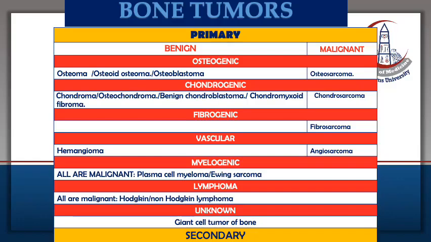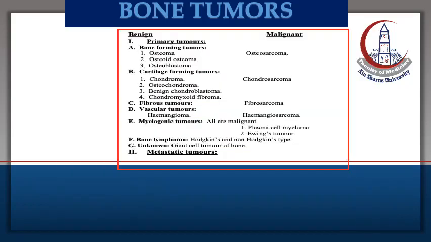Here is a simplified table for all the primary tumors that can affect the bone, whether benign or malignant. This is another scheme for the bone tumors, whether benign or malignant.